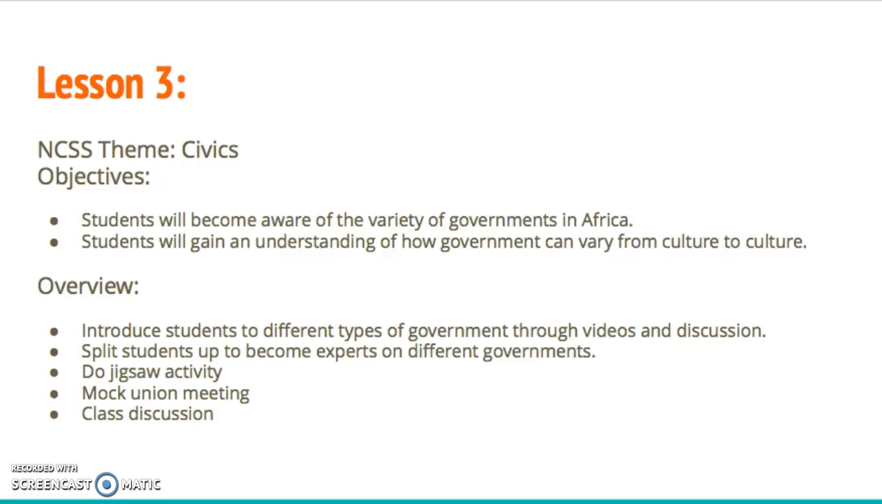After that, we're going to do a jigsaw activity where a person from each group will split up and go to another one and share with their peers. And then after that, we're going to do a mock union meeting, where the students will run their own meeting and they will figure out a problem that Africa is facing and try to resolve it together. And then after that, we're going to discuss it and see what went well and what didn't as a class.